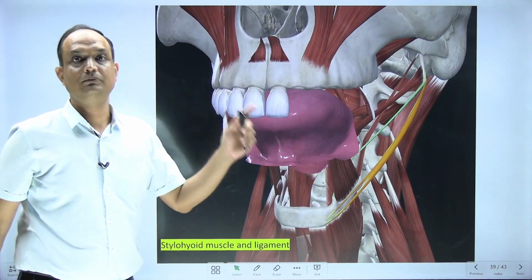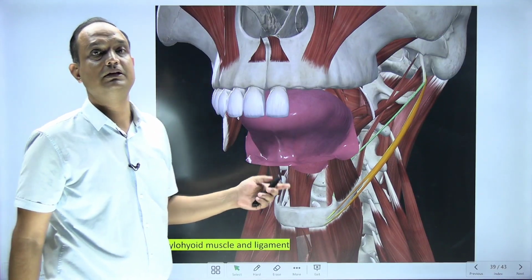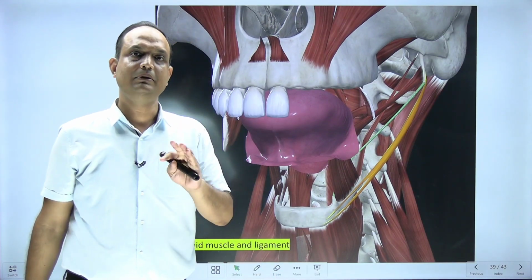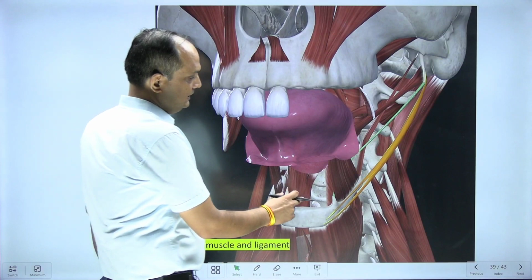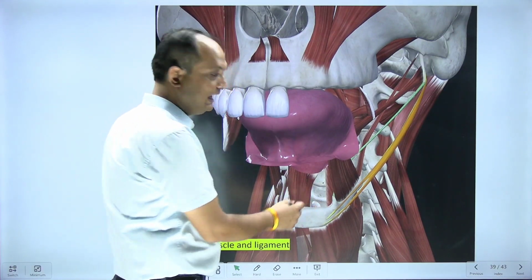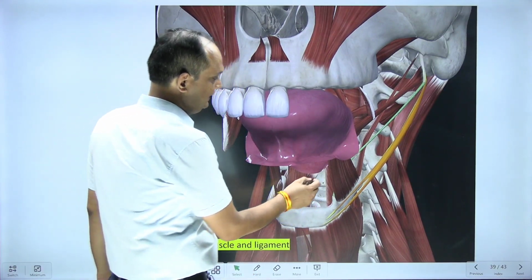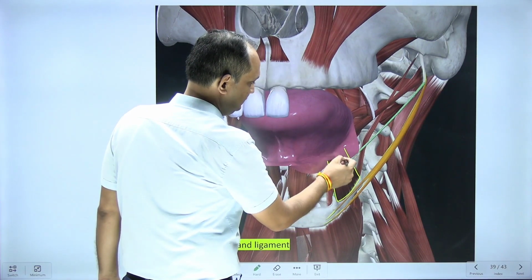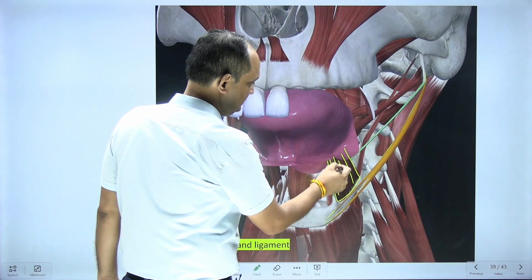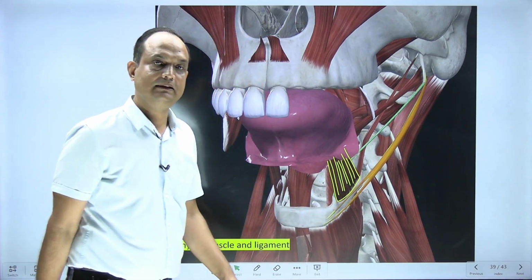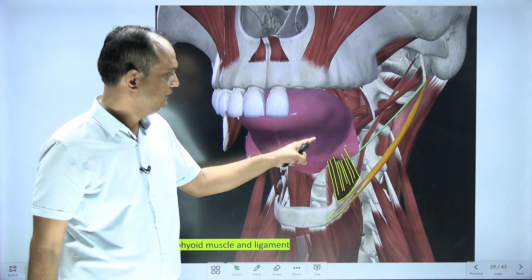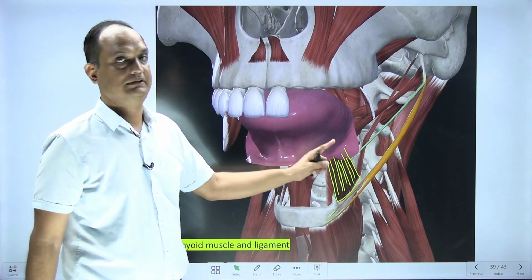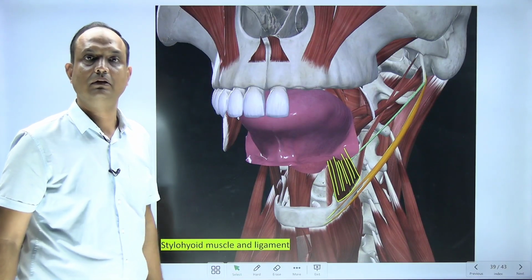Now in this diagram you should be able to understand the difference between the stylohyoid muscle and the stylohyoid ligament. The name is the same, but when you see this attachment on the hyoid bone, you have to keep in mind that there is a muscle present between the hyoid bone and the tongue. This muscle is known as the hyoglossus. It is a connection between the hyoid bone and the tongue. So what is the name of the muscle? Hyoglossus. Now what is the difference between the stylohyoid muscle and ligament?